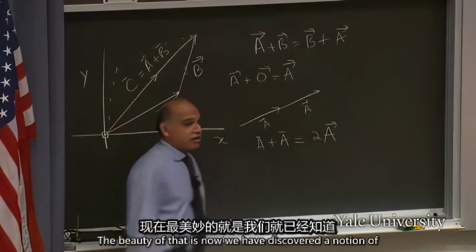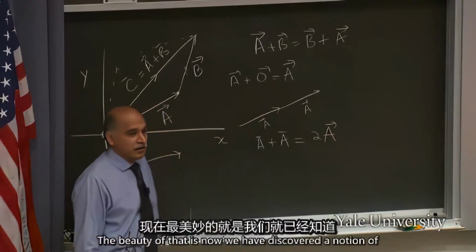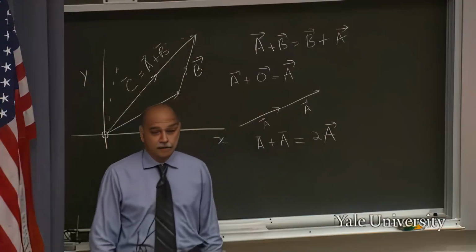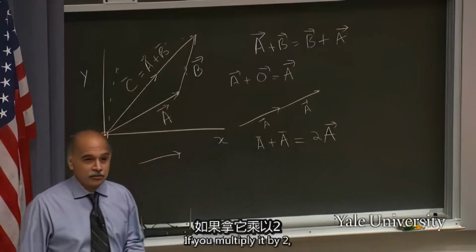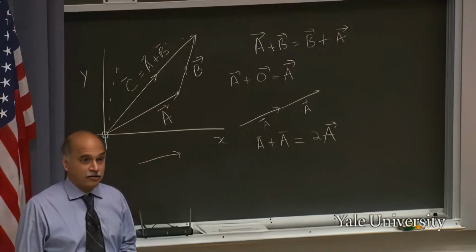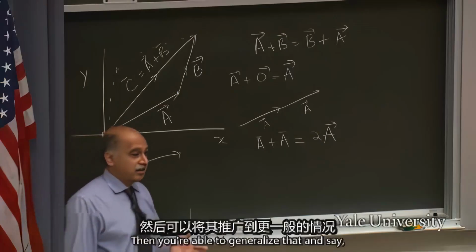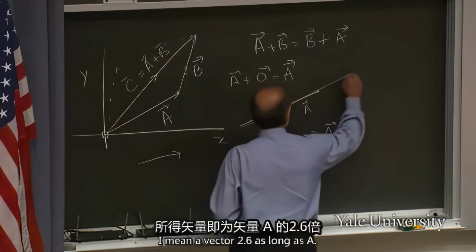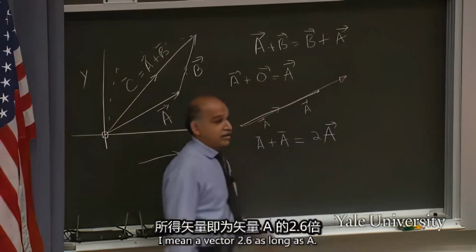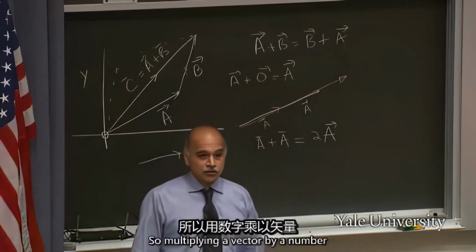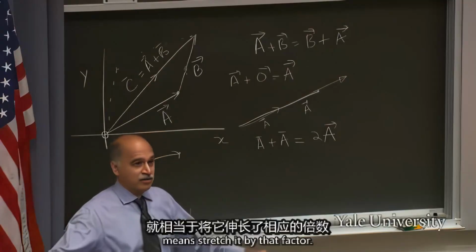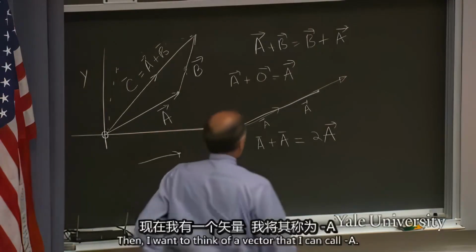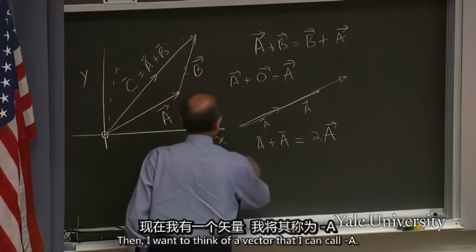The beauty of that is now we have discovered a notion of what it means to multiply a vector by a number. If you multiply it by 2, you get a vector 2 times as long. But then you're able to generalize that and say, if you multiply it by 2.6, I mean a vector 2.6 times as long as A. So multiplying a vector by a number means stretch it by the factor. Then I want to think of a vector that I can call minus A.